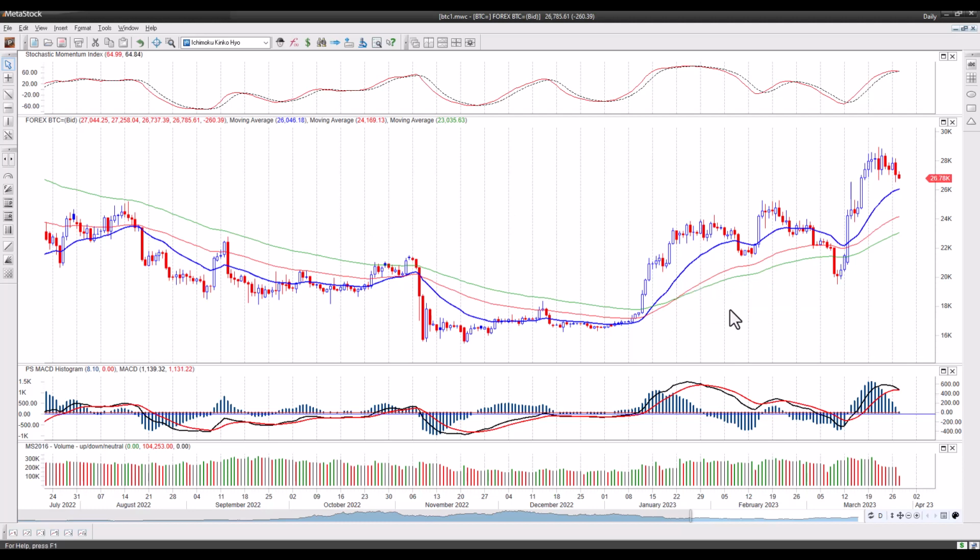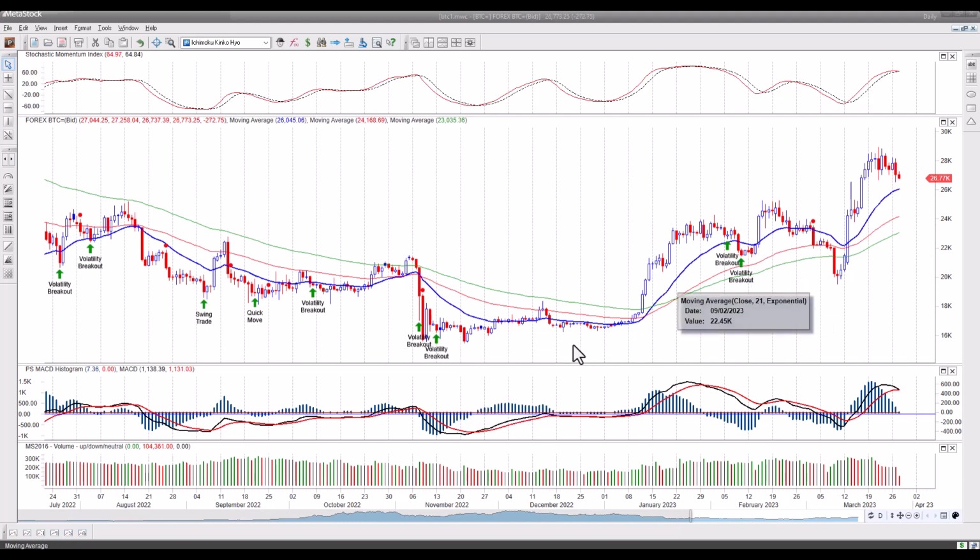Give it a second or two. It's going to come up any second now. So there we go. We can see a volatility breakout trade back here in November. You could have held that for quite a long time. Normally you put a trade on and keep a trailing stop loss up, and it gets you out as it gets a little bit too far extended from moving averages, etc.